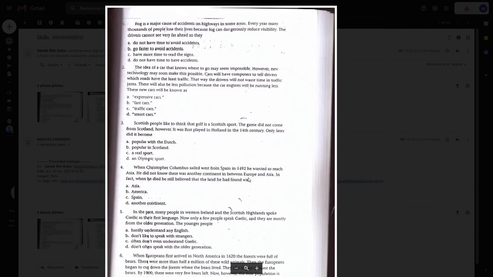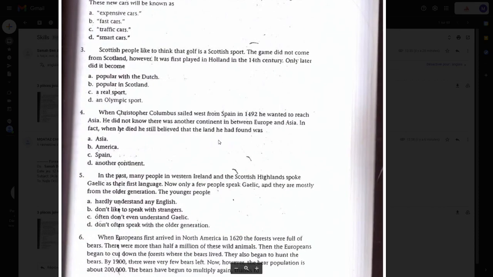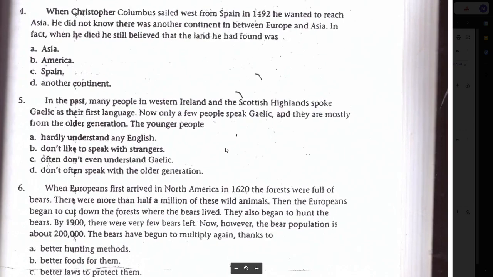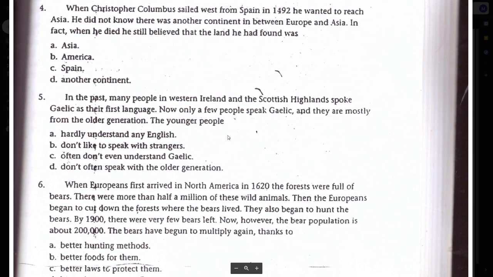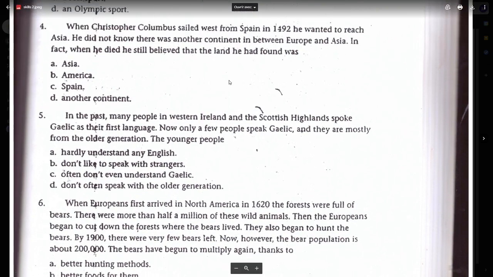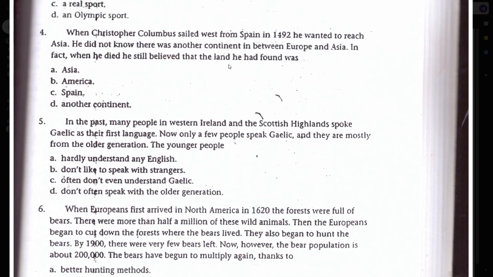Let's finish these. Three more examples. When Christopher Columbus sailed. Okay, go ahead.